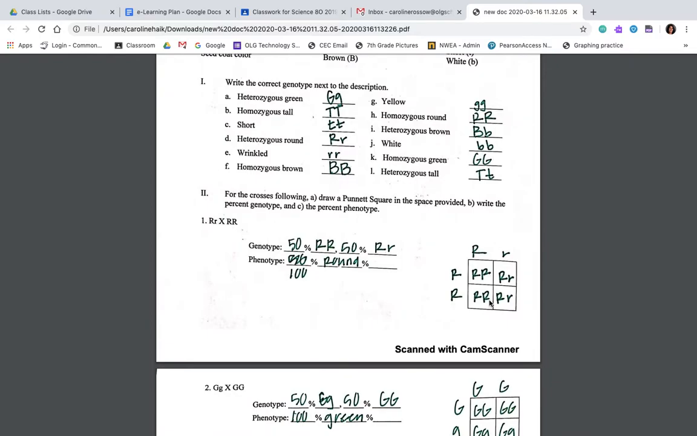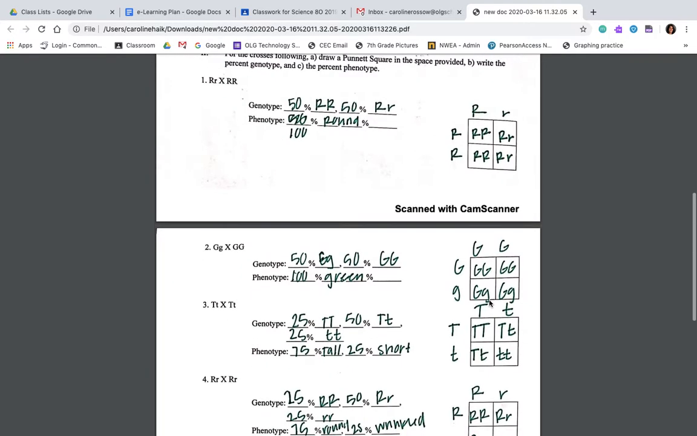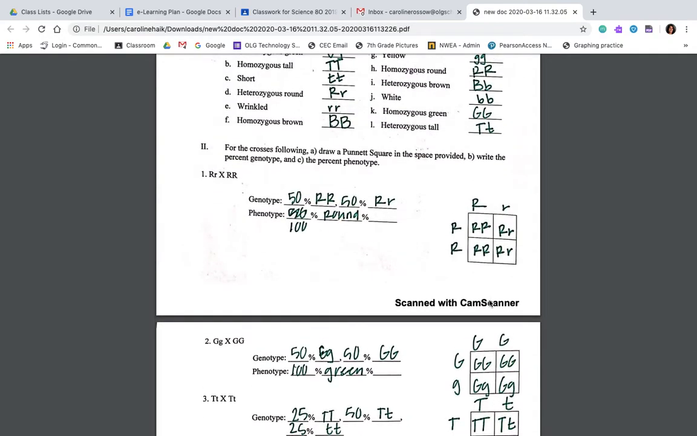Then the next ones, it says, for the following crosses, draw a Punnett square and write the percent of the genotype and the percent of the phenotype. These first four give you the alleles. So all you have to do is write one parent up here, one parent over here, and fill it in. When you're finding the genotypes and phenotypes, remember each box is 25%. So we have capital, capital, and capital lowercase as the options. Those are the only two that we see in this box. And because there's two of each, it's 50% capital, capital, 50% capital lowercase.